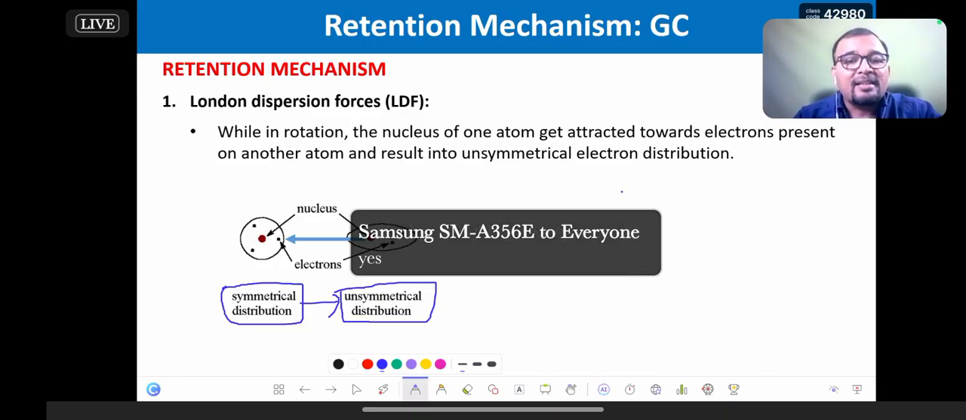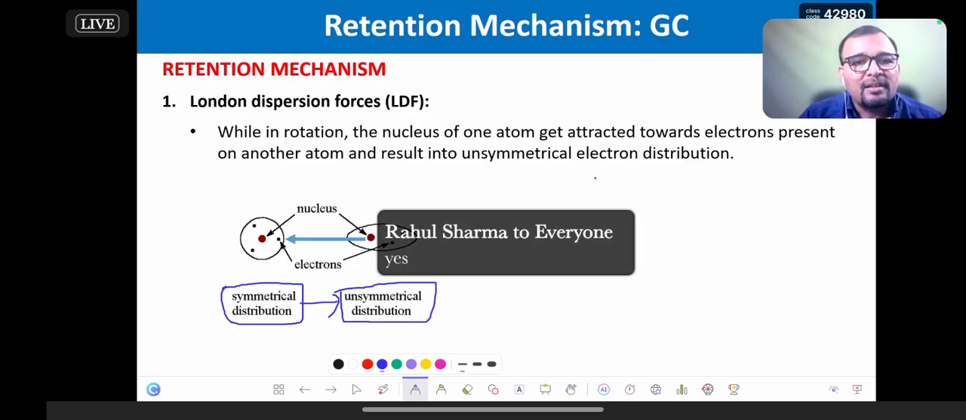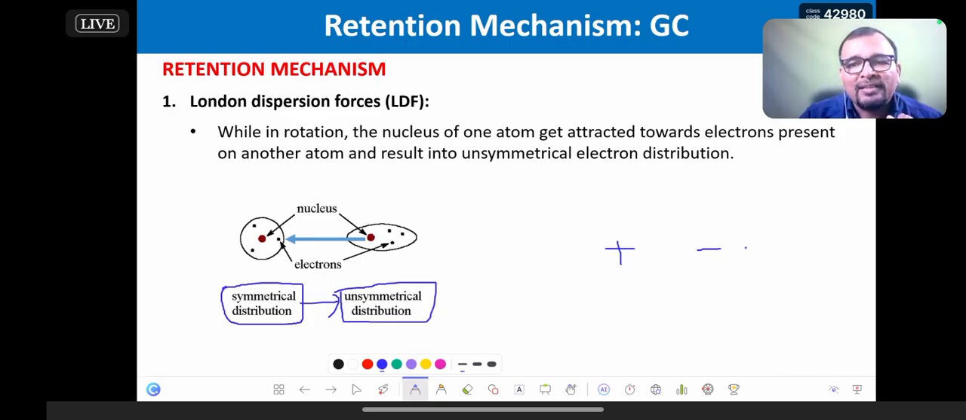See, let us understand how this unsymmetrical distribution takes place. Now, do you know that opposite charges attract one another? Meaning a positive charge is attracted toward a negative charge. Yes or no? Opposite charges attract one another.